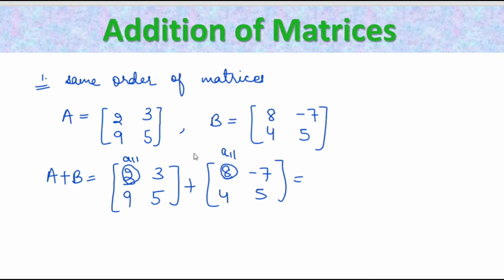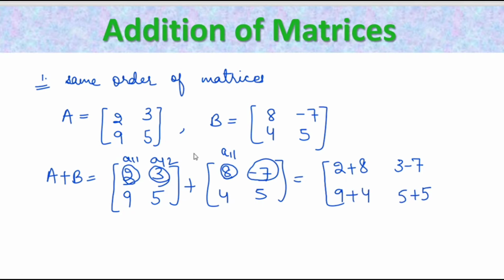So we have to add corresponding elements, so this becomes 2 plus 8, and the A12 element is 3 in matrix A and the A12 element is minus 7 in matrix B. So we have to write 3 minus 7 at place A12. Similarly, we add corresponding elements 5 plus 5. On adding these, we have 10, minus 4, 13 and 10. And this is the solution of the addition of A and B matrices.